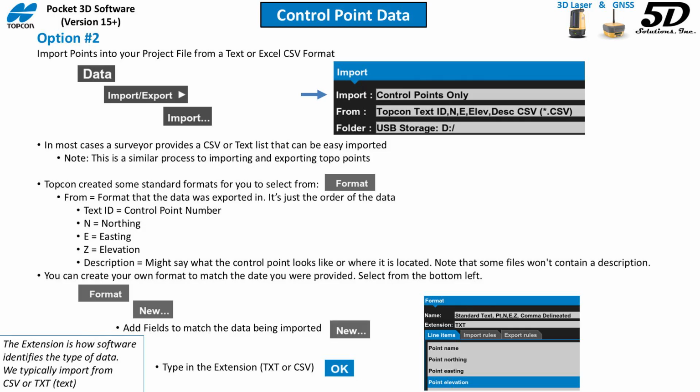The extension is how the software is able to find your data. Files end with a .txt or .csv. Just type in the letters without the dot in front. Select OK and make sure your From option is now the new format. Locate your file and import.